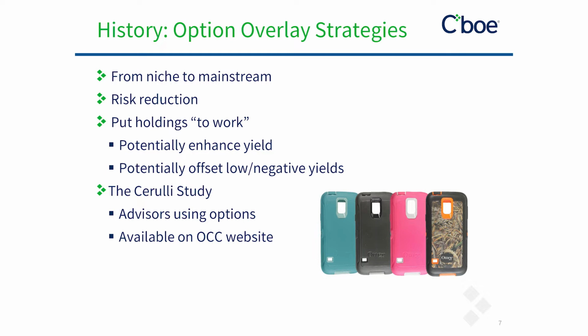Analogies can help. In this case, you could think about an option overlay as a phone case. Your phone is incredibly powerful and valuable, like a portfolio. You understand its value and importance, so you choose to protect it, putting it in a case in the event it's dropped. Because we all know drops happen.